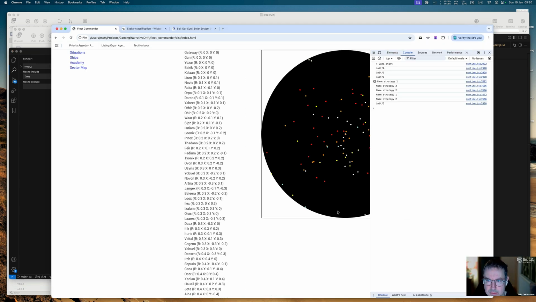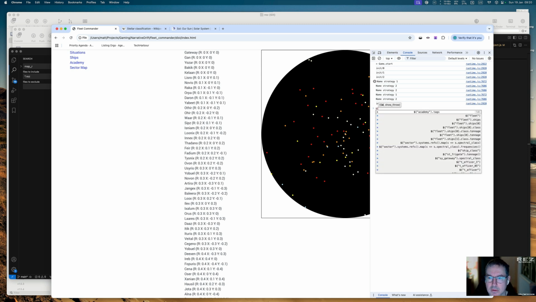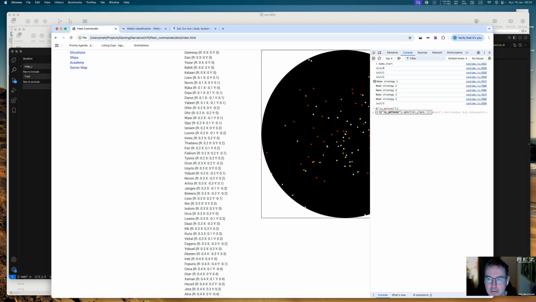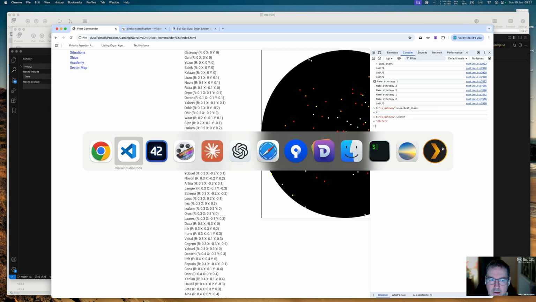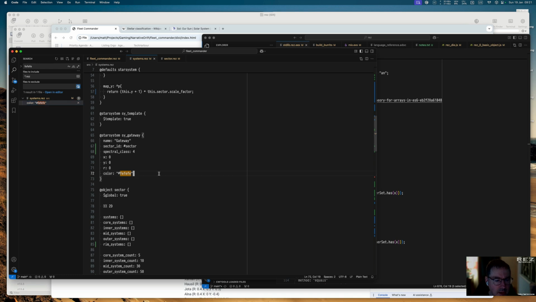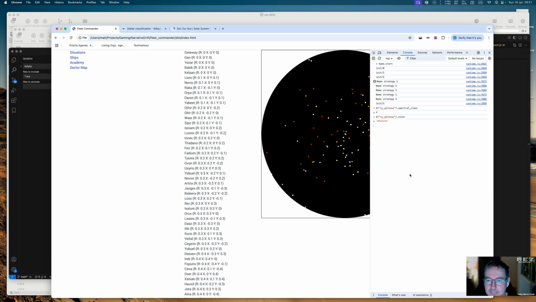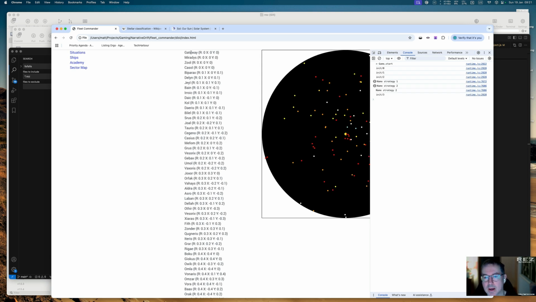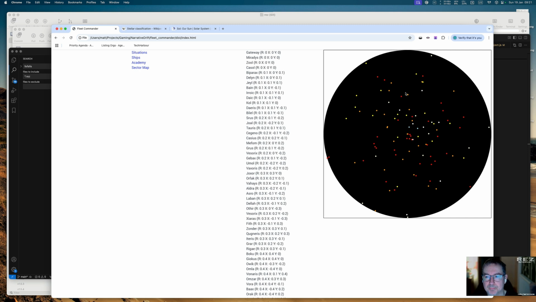That's puzzling. Let's just look at SY gateway. Spectral class is 4. Colour FE. Well, that, what? Oh, bloody hell. Right. Override. Gateway is a yellow star. Okay, beautiful. Right, so we are now generating our sector.